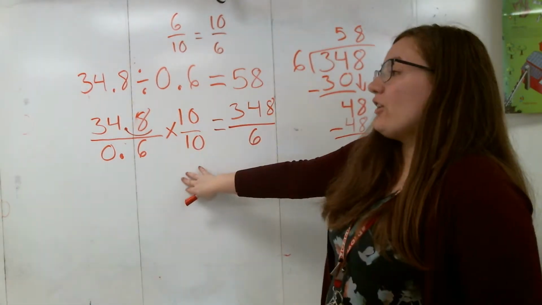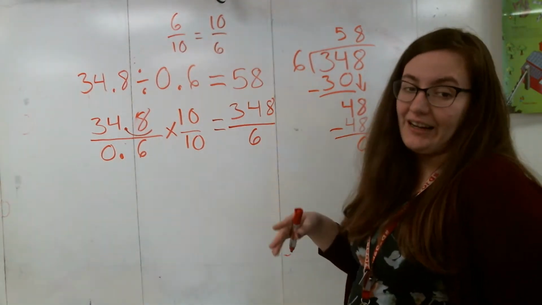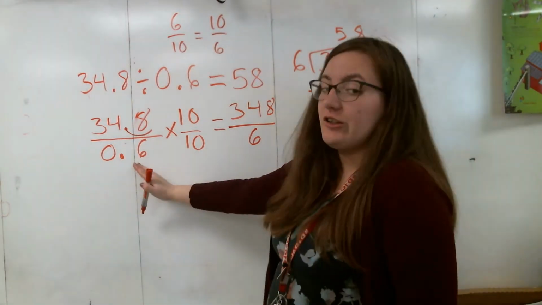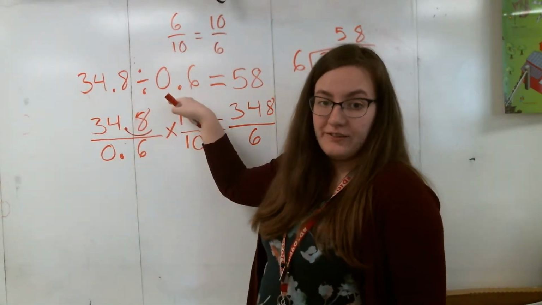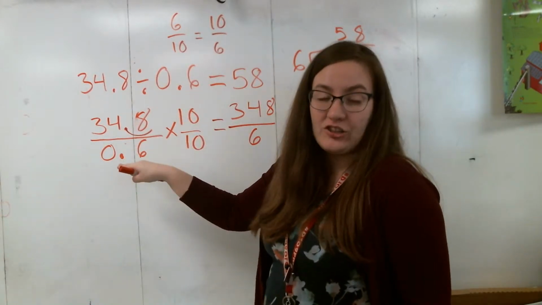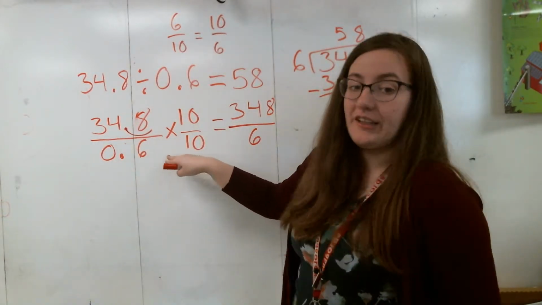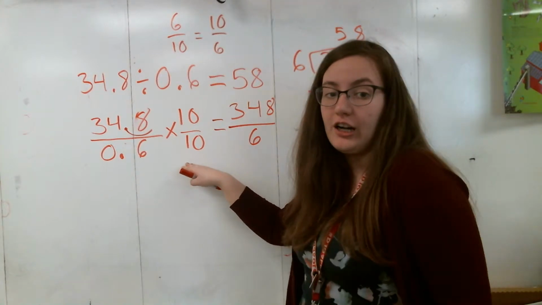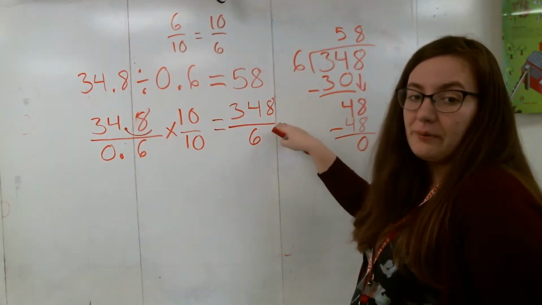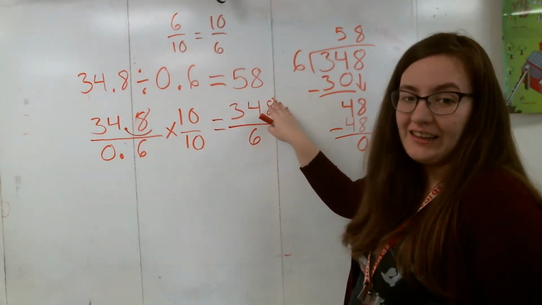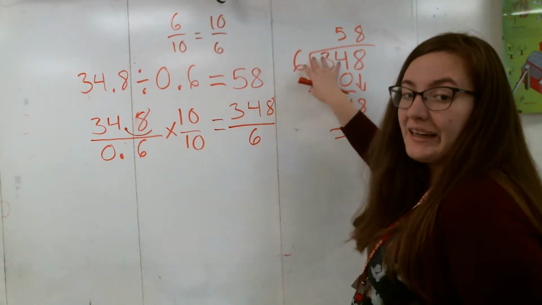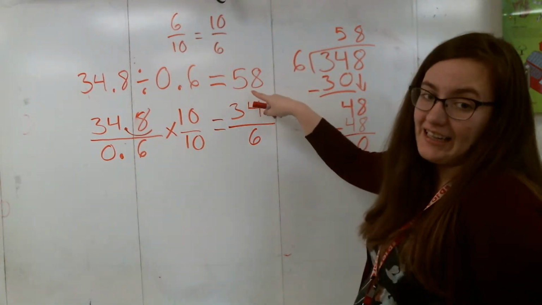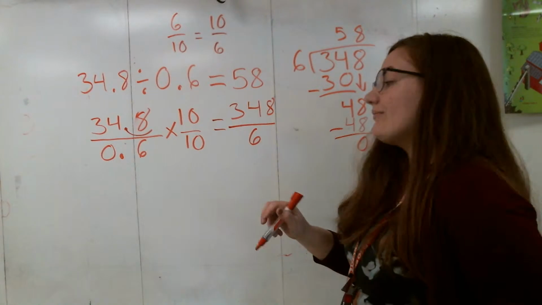So the only difference between these problems and the last ones is that you're still doing the same steps. You're still setting up the division expression as a fraction. You're still multiplying it by either 10 over 10 or 100 over 100. And the only part that's different is instead of just figuring out the answer from here, you're doing a standard algorithm and then getting the answer, and that is it.